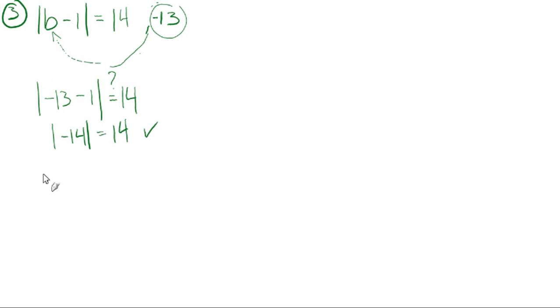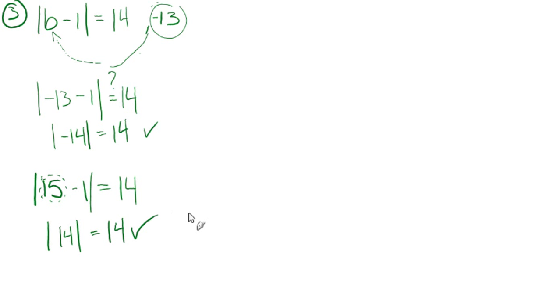Let's think about this for a second. What else would be a solution for b? This isn't a part of the question, but we could just think about it. We just need the inside of this to be either 14 or negative 14. So what could we put here in place of b, then subtract 1, so we get 14? We got negative 14 covered. Negative 13 minus 1 gives us negative 14. So what if we put a 15? 15 minus 1, that's positive 14. The absolute value of 14 is 14. So that works too. Just as a quick mental exercise there.